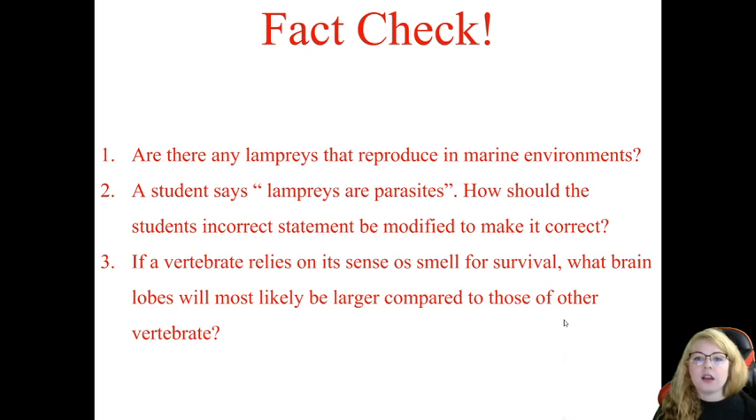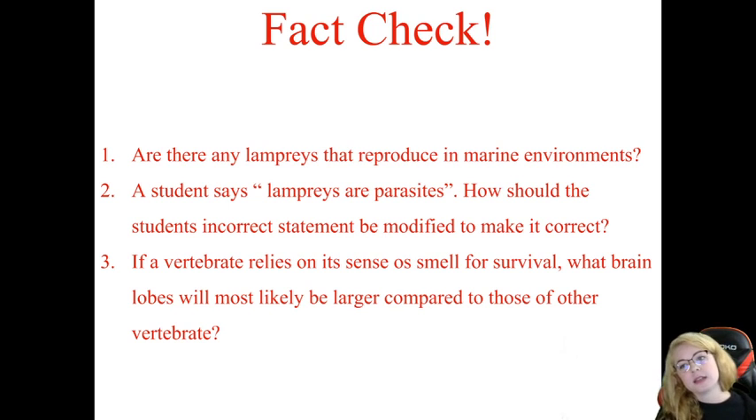It says, are there any lampreys that reproduce in marine environments? Why or why not? No, because remember, they either live their entire lives in freshwater or migrate back to freshwater for reproduction. So they do not reproduce in the saltwater environment. They will be back in the freshwater environment.